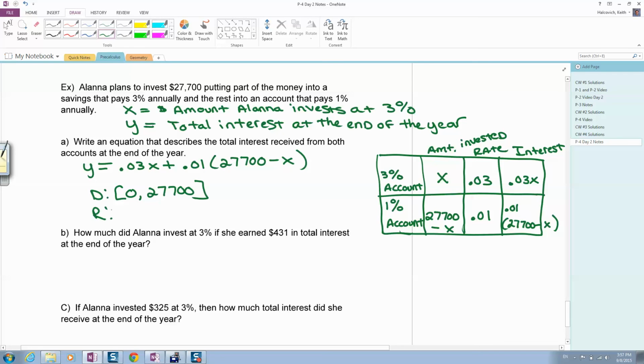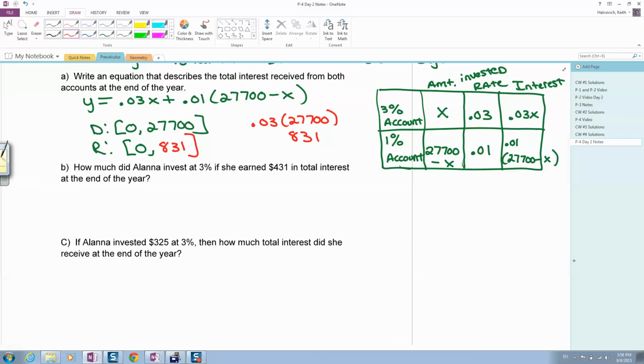Your range, how much interest you can earn. Well, you can earn 0. And the most you could earn, well, if you put it all in the 3%, 0.03 times 27,700 would give you $831. So that is the most you could earn. So that would be the top of your range.